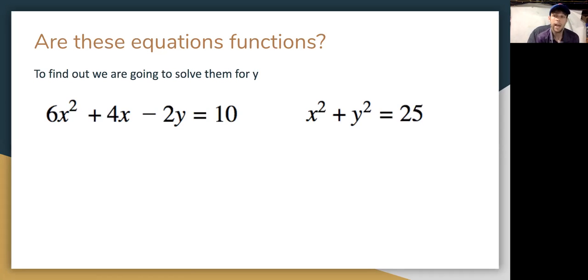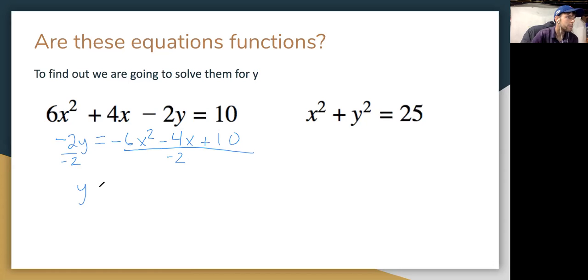So let's see what happens when we try to solve this first one for y. If I'm trying to solve this for y, I need to get everything that's not the y over to the other side. So I need to move that over, so it'll be negative 6x squared. I'll move that one over, it'll be negative 4x. And then I'll still have a plus 10. And then the only thing left here is to divide everything by negative 2. So I divide this whole side by negative 2, and I end up with y equals negative 3x squared plus 2x minus 5.